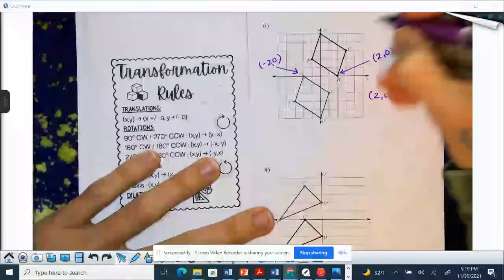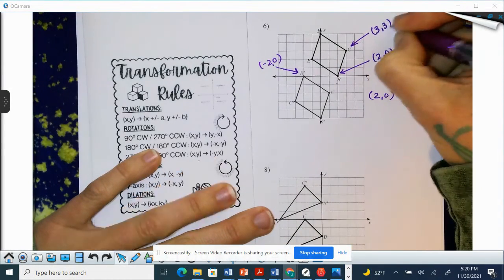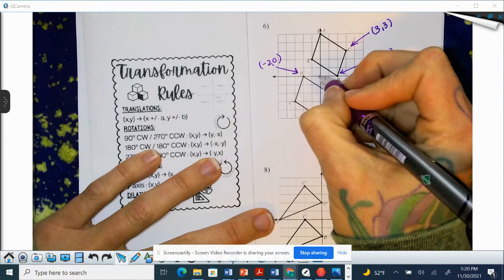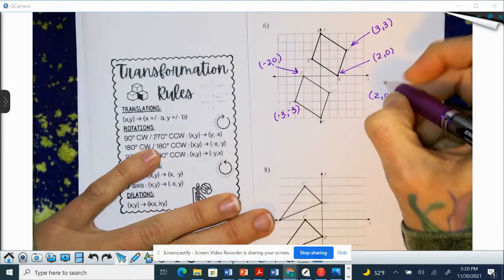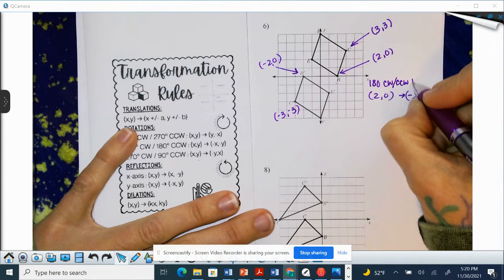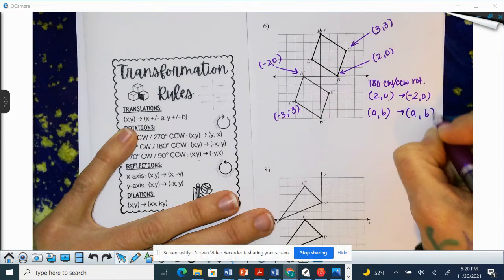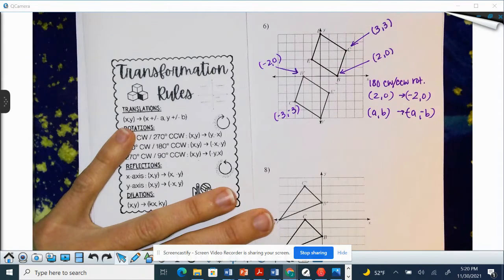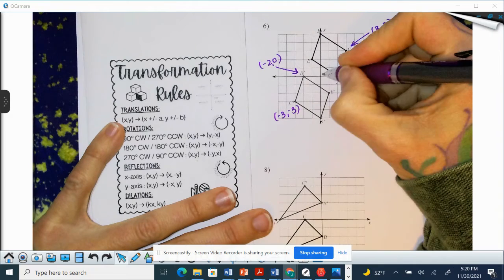So we'll check another coordinate. So C, which is 3, 3. If that was right, then C prime would be negative 3, negative 3. So negative 3, negative 3. That looks good. Because that 180 clockwise or counterclockwise rotation is (negative X, negative Y), and they both become opposite. The 0 is not necessarily the easiest to see that opposite, but we'll check one more. So D, I've got 0, 1, 2, 3, 4, 5.